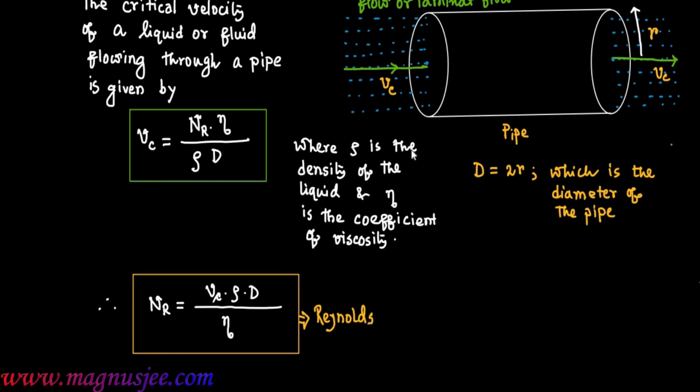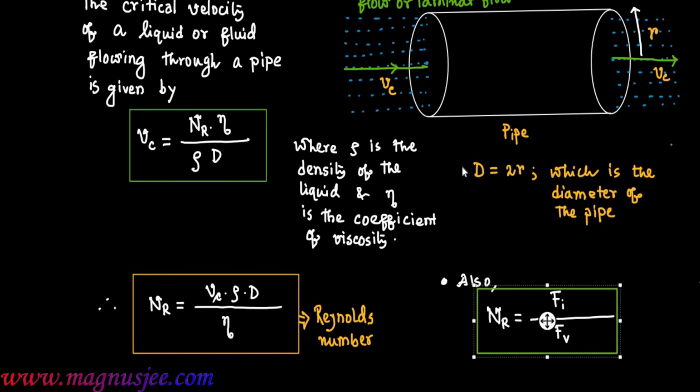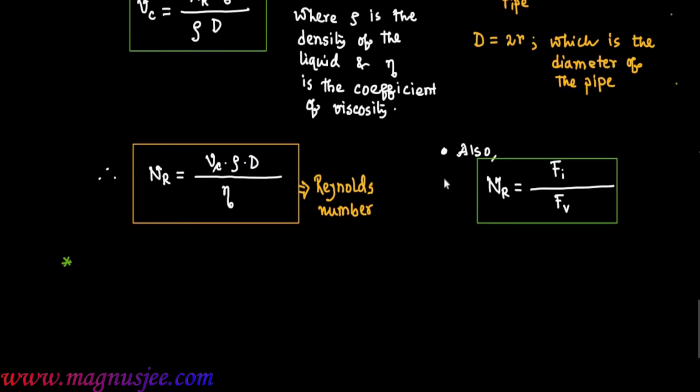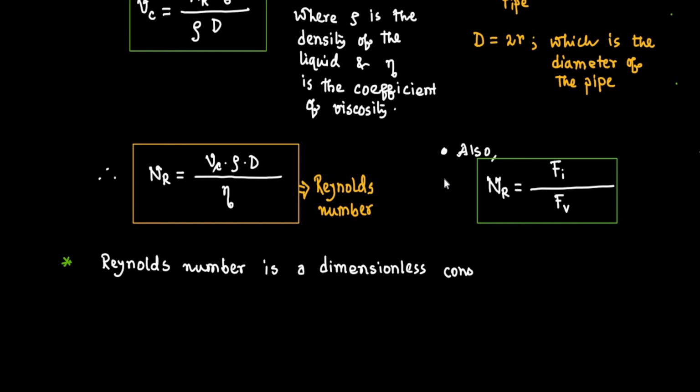Nr equals Vc rho D divided by eta, where Vc is the critical velocity, rho is the density, D is the diameter of the pipe. And also, Nr is the ratio of inertial forces and viscous forces, Nr is equal Fi by Fv. So Reynolds number has two mathematical expressions. First expression, Nr is equal to Vc rho D divided by eta. And also Reynolds number is a dimensionless constant.